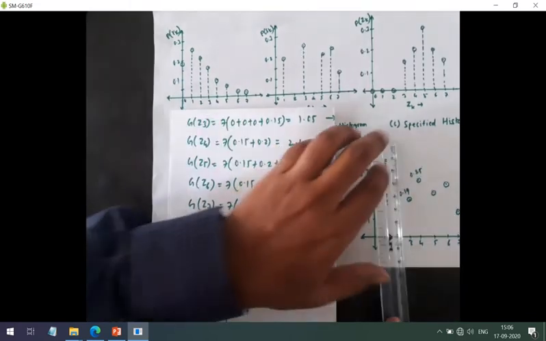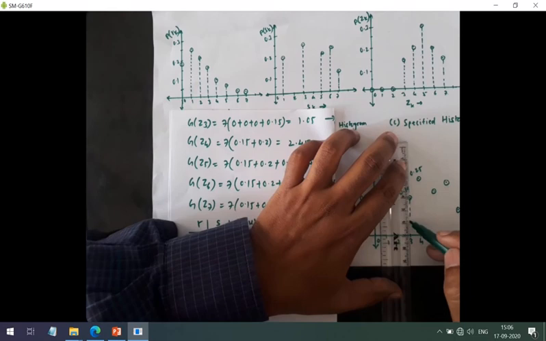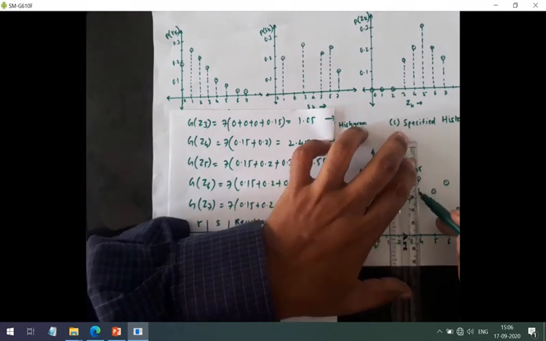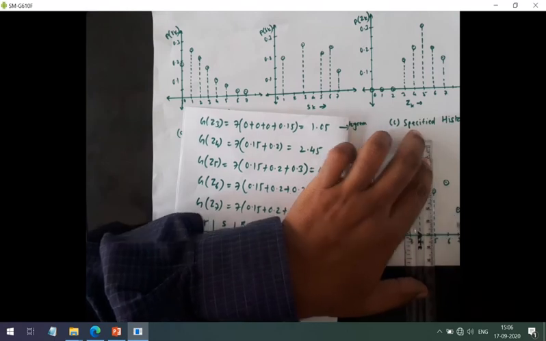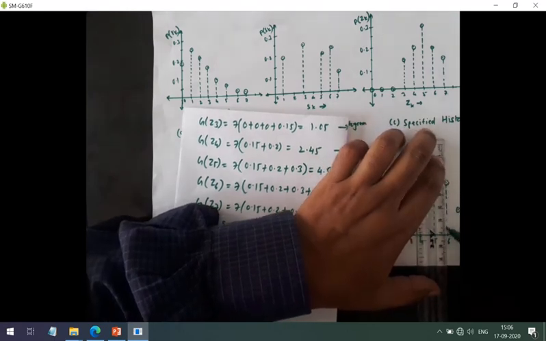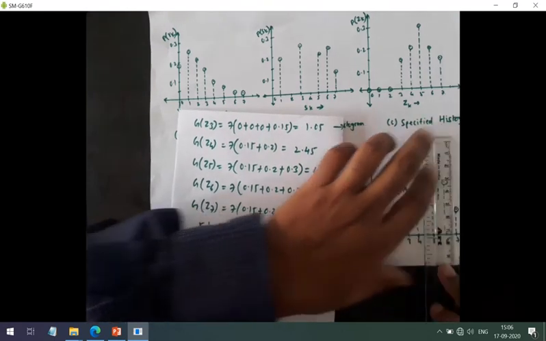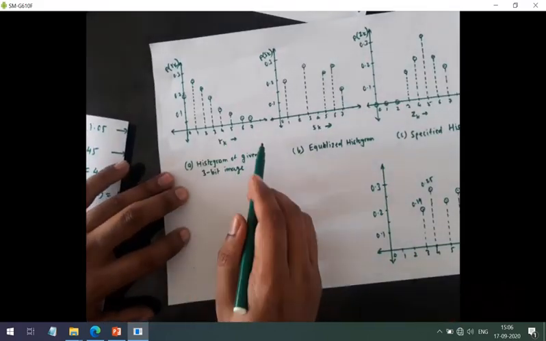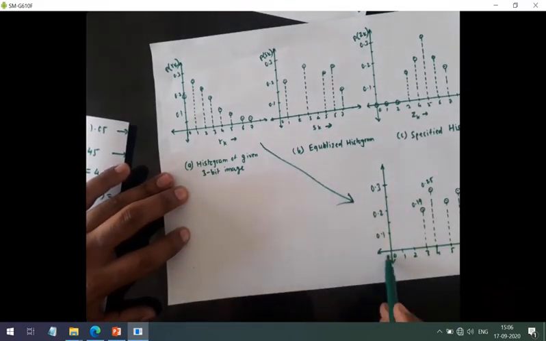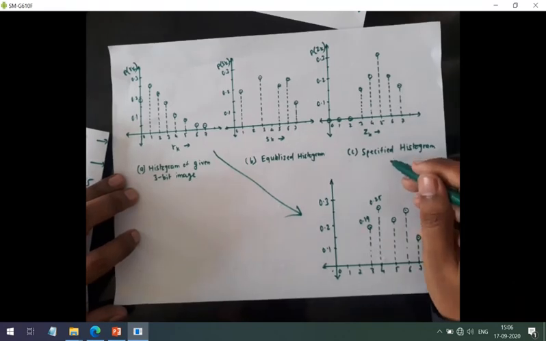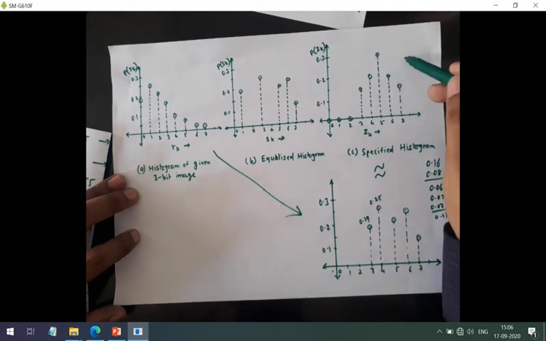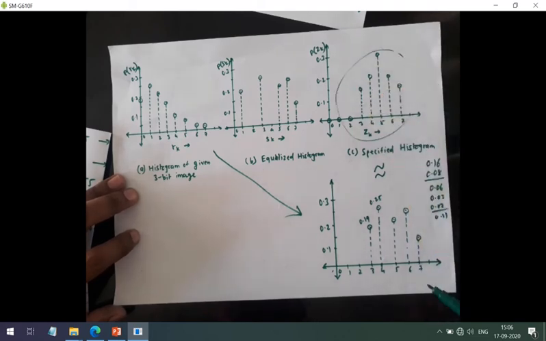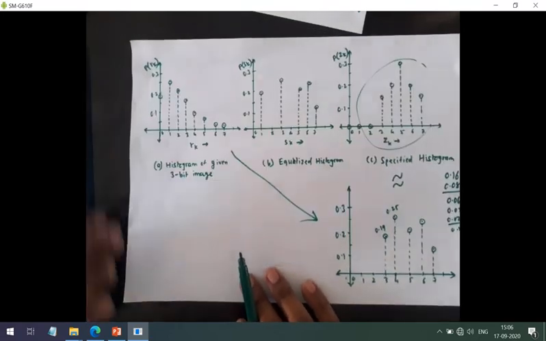Now as you can see, this is the histogram of the resultant image after applying histogram matching, and as you can see, this histogram is mapped to this one, which is closer to this histogram. So we have matched this histogram. This is the process of histogram matching.